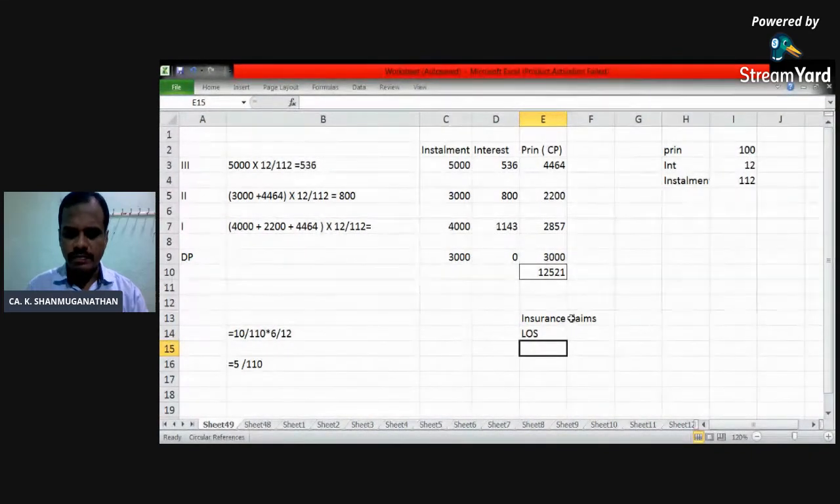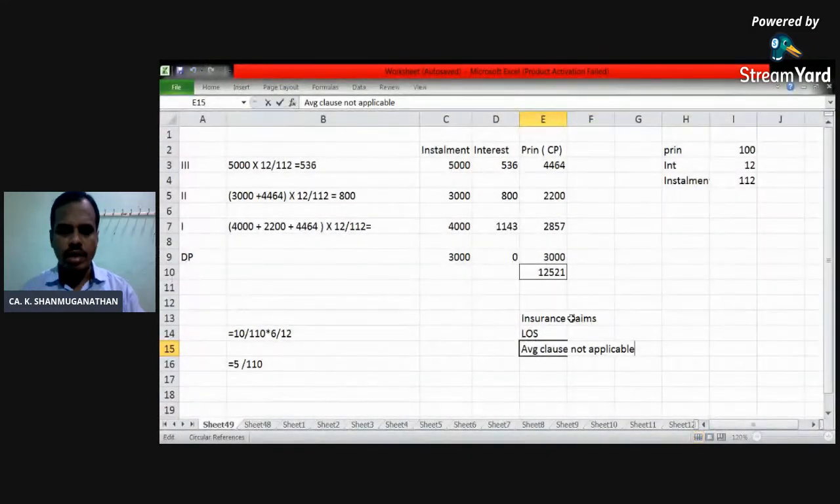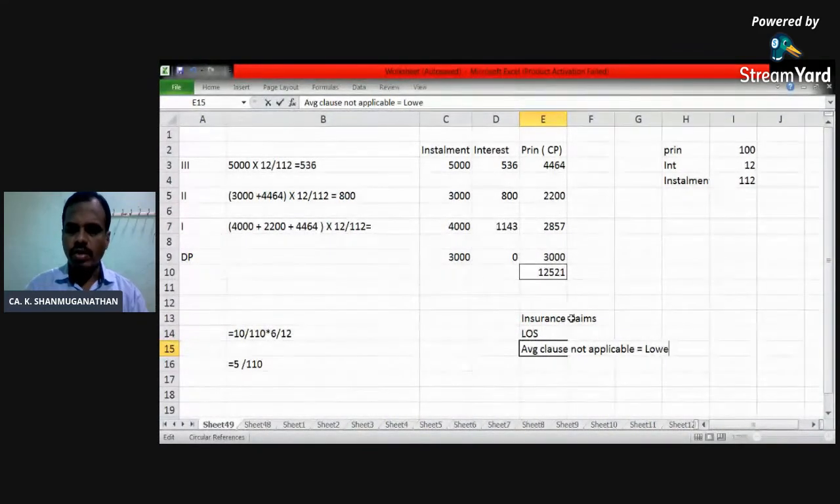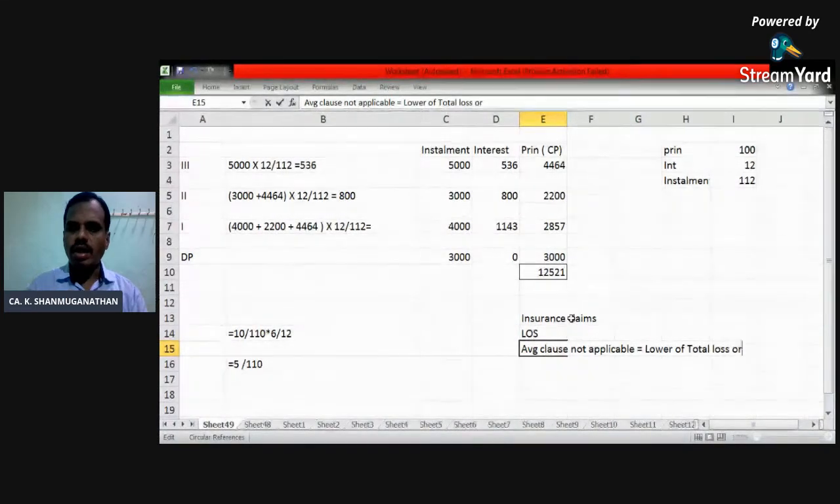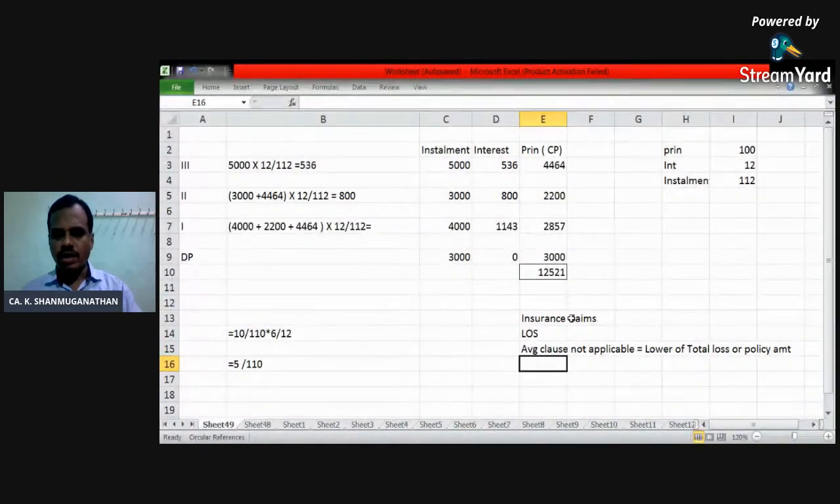Very, very simple. In this loss of stock claim, as I said, if the average clause is not applicable, then how are we going to calculate? The insurance claim is the lower of total loss or policy amount. This is for when the average clause is not applicable.